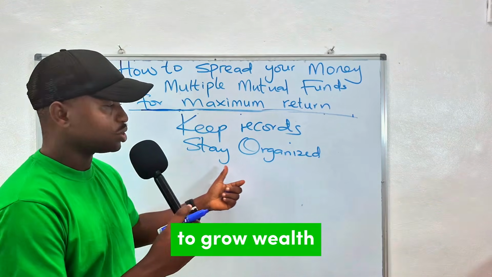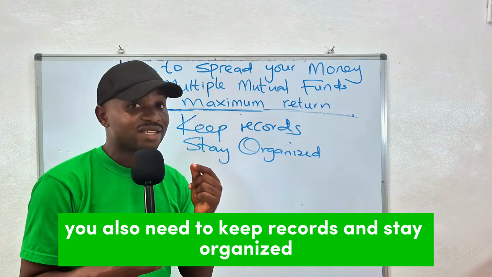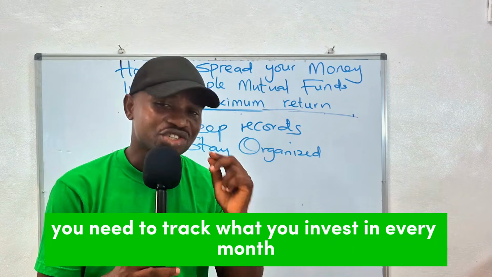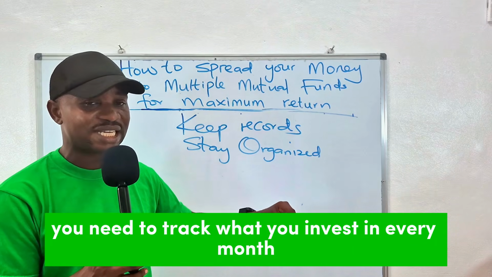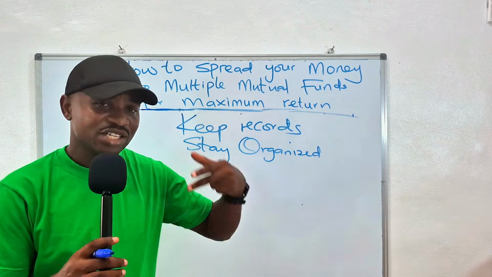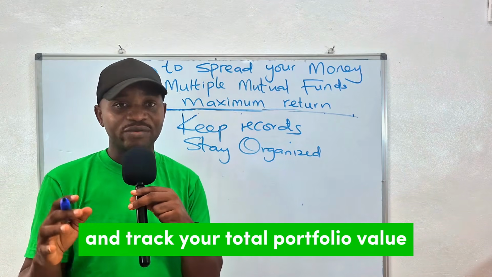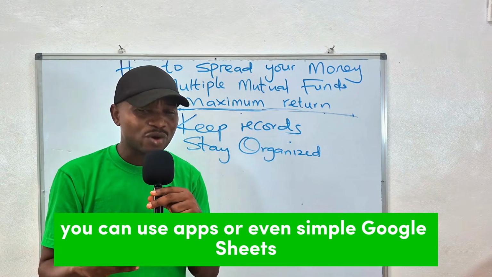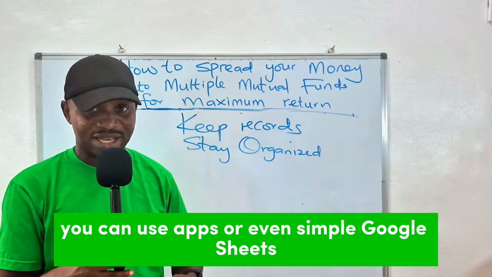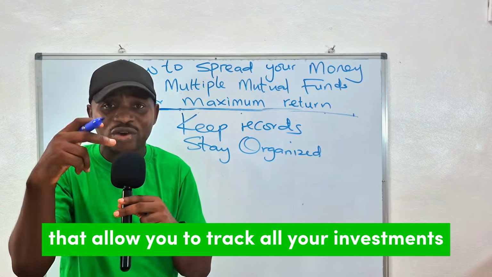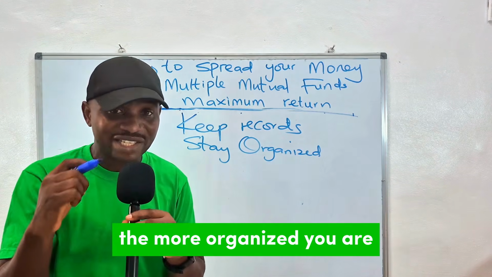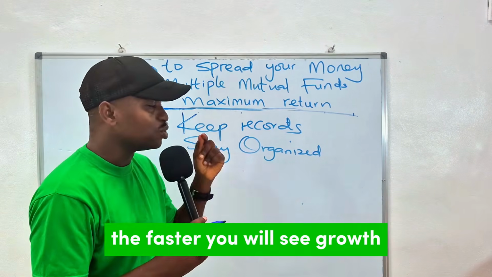To grow wealth, you also need to keep records and stay organized. You need to track what you invest in every month. Track how each fund is performing and track your total portfolio value. You can use apps or even simple Google Sheets that allow you to track all your investments. The more organized you are, the faster you will see growth.